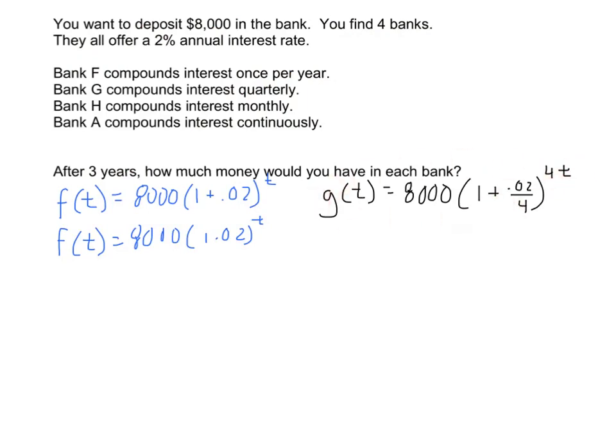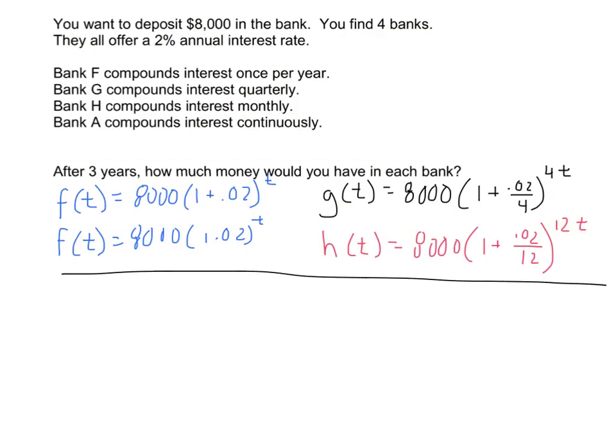And then for h of t, if the interest is compounded monthly, that's going to be 8,000 times 1 plus 0.02 divided by 12, to the 12t. If we're compounding monthly, the interest has to be divided into 12 parts, because there are 12 months in a year. So we're dividing by 12 here, and because time is measured in years, we multiply by 12 to find the number of times the interest is compounded. Those are our 3 formulas, F, G, and H, and we've been using those a lot in class.